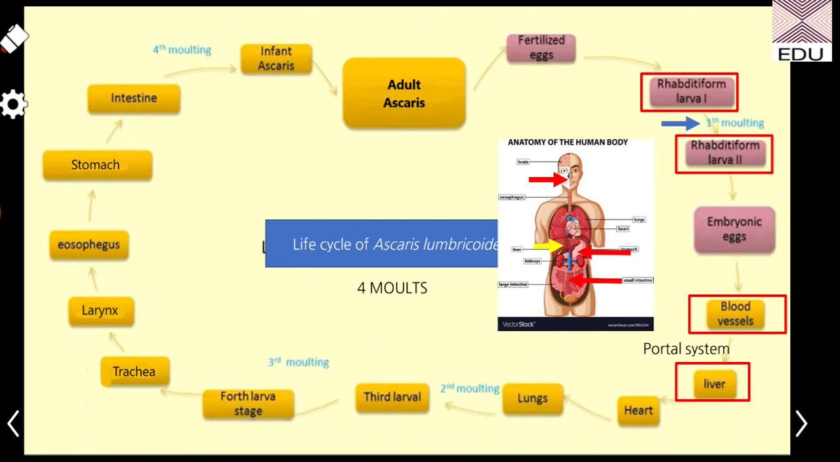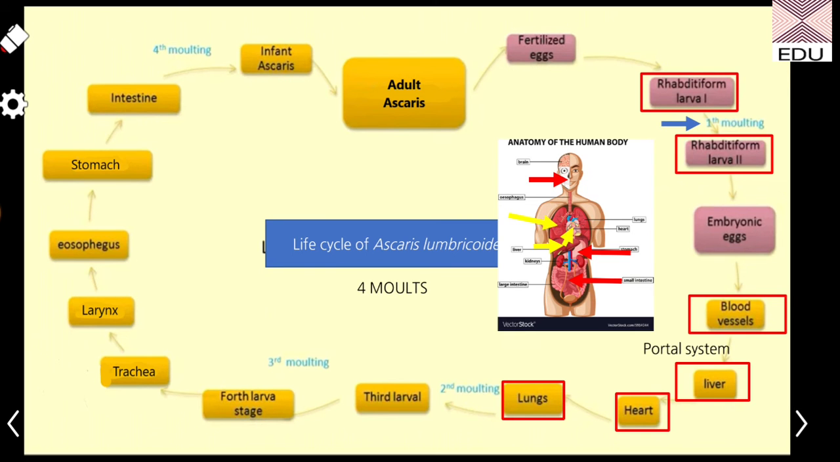Now here a yellow arrow has been shown that from the intestine, it goes to the liver through the portal system. So this is the hepatic portal system. After this, it can go to the heart. So this is a very, very dangerous kind of situation. So it is going to the heart now. Now after the course, ultimately it goes to the lungs. So this is the most important position where it has to reach for its next molting.